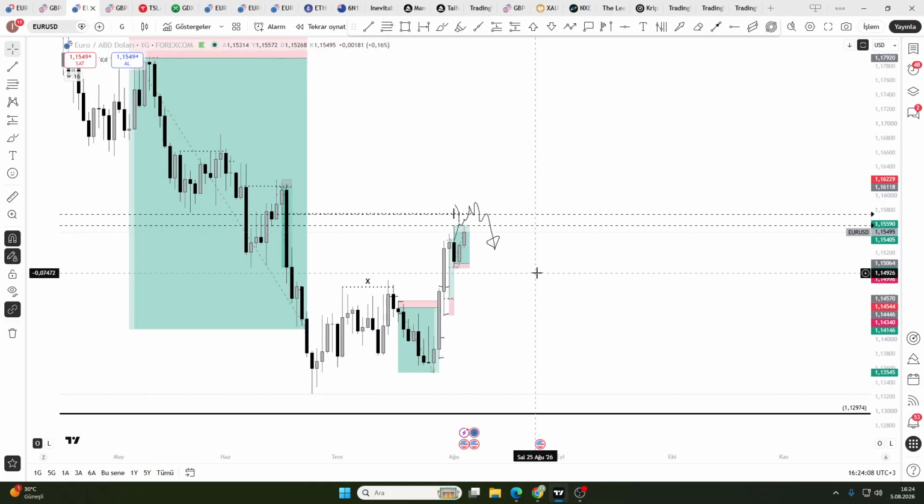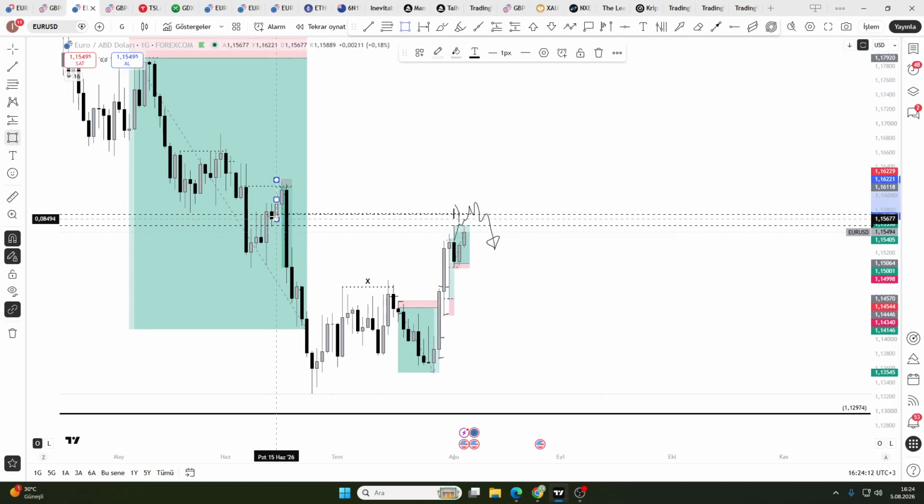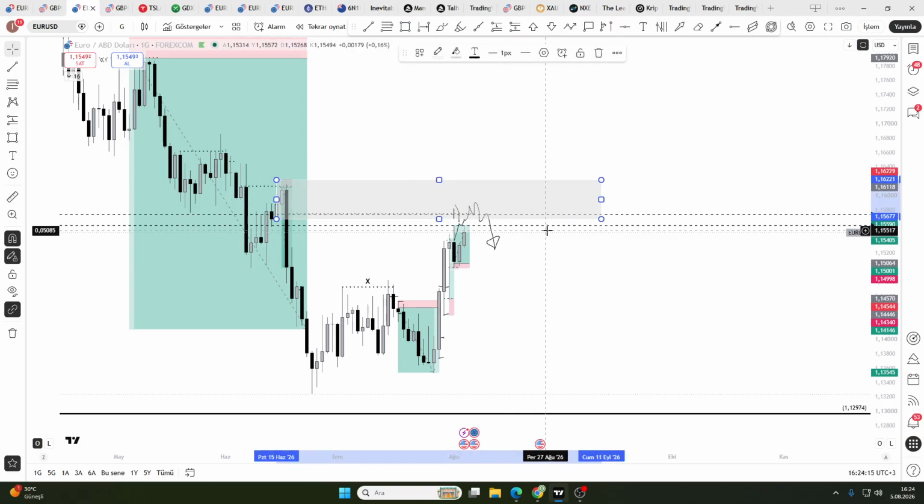If you look at euro dollar on the 4-hour chart, we can clearly see this is our supply area, like 1.1575, 80. This is the supply area, and I am waiting here to short euro dollar.